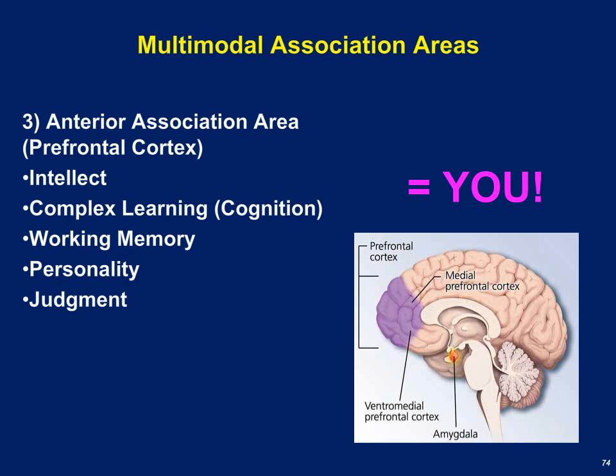And finally, probably the most important multimodal association area is something called the anterior association area, otherwise known as the prefrontal cortex. The prefrontal cortex contains all the qualities that make you, you. It contains your intellect, your ability to learn complex things, your working memory, your personality, judgment. All of this is located in a very small region of the brain called the prefrontal cortex.